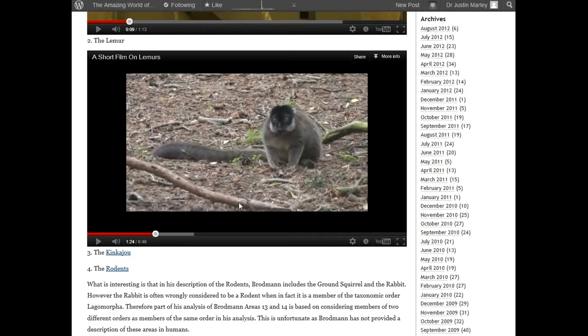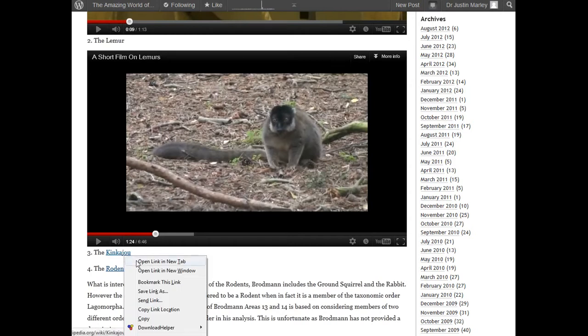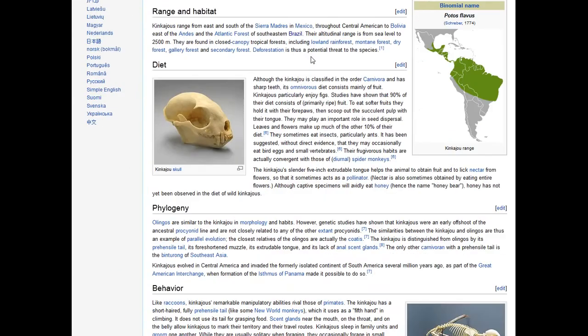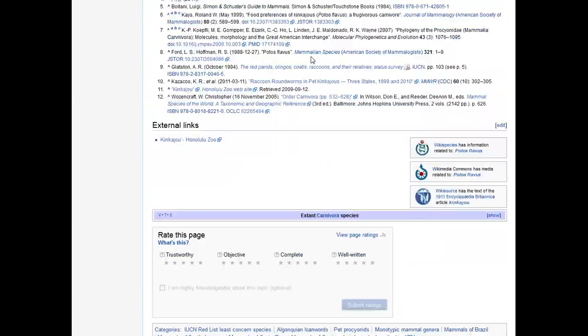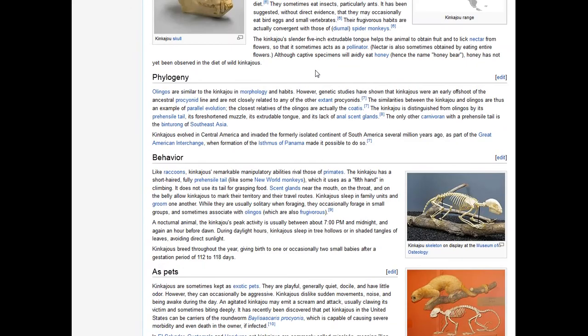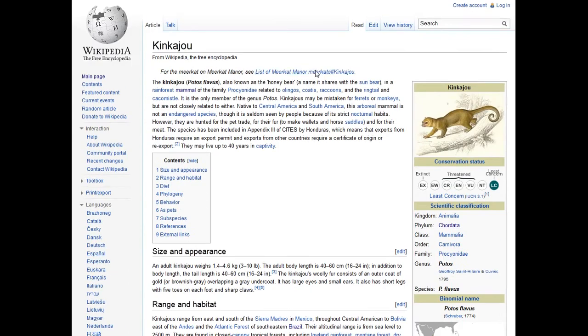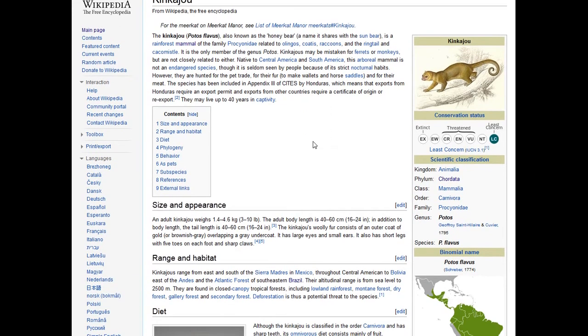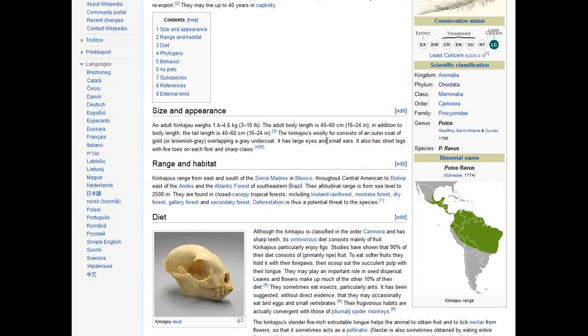He also described it in something called the kinkajou. So what I'll do is just get that up here. This is the kinkajou. It's on the Wikipedia site. A kind of cute creature that's found in Mexico and Brazil.